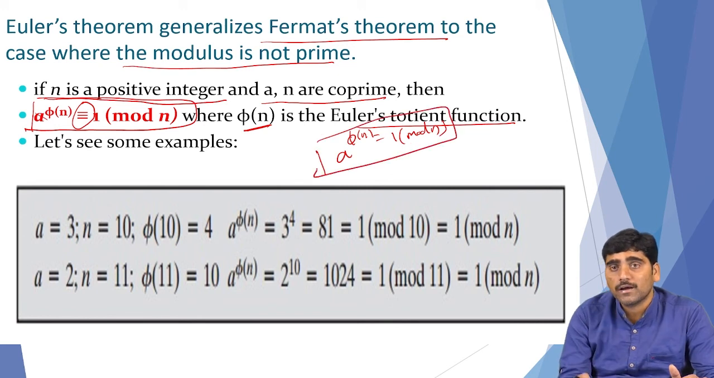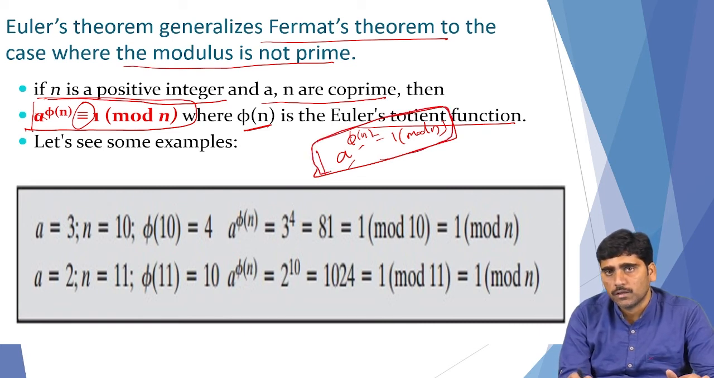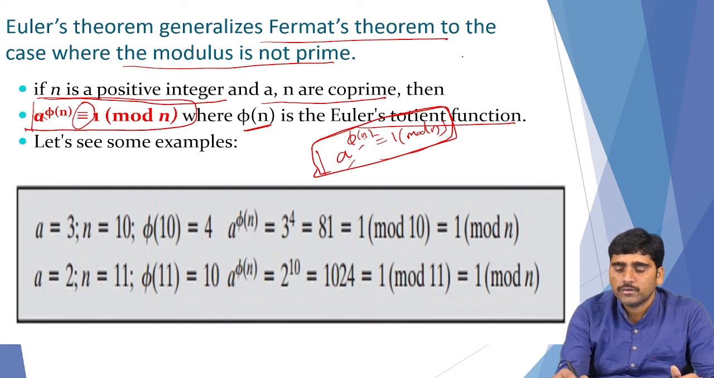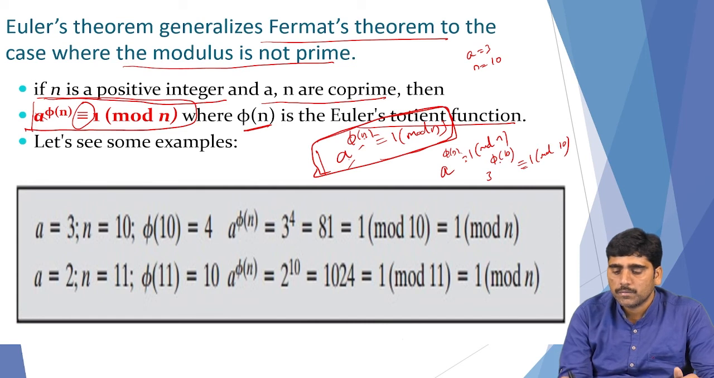For this, a and n are co-prime integers. If you want to say that a and n are co-prime integers, you should satisfy those two in this formula: a power phi of n congruent to 1 mod n. Suppose a equals 3 and n equals 10. Substitute them into this formula: a is 3, n is 10, so 3 power phi of 10 is congruent to 1 mod 10.